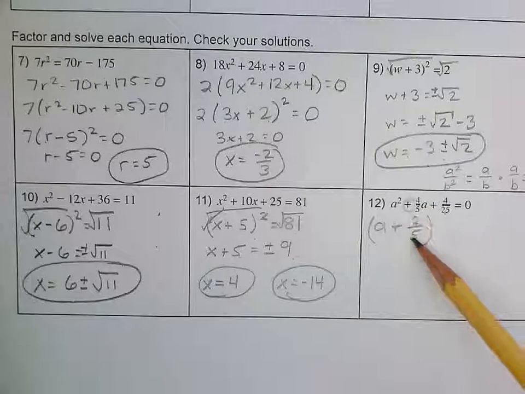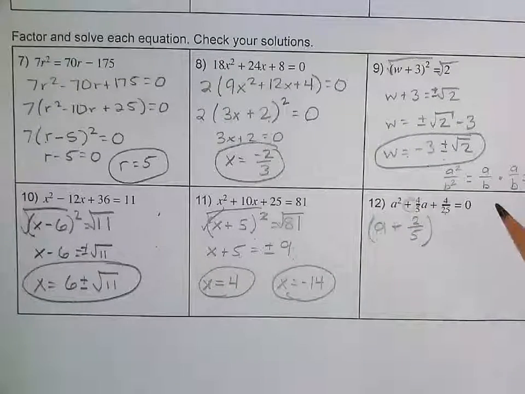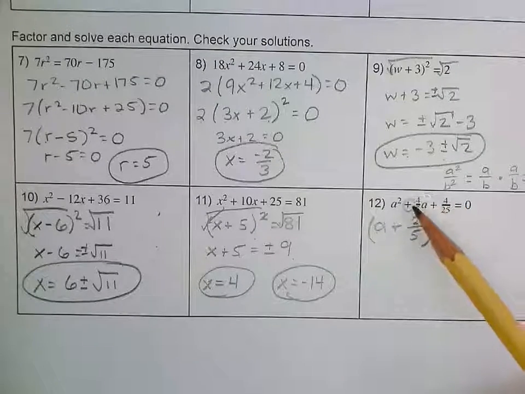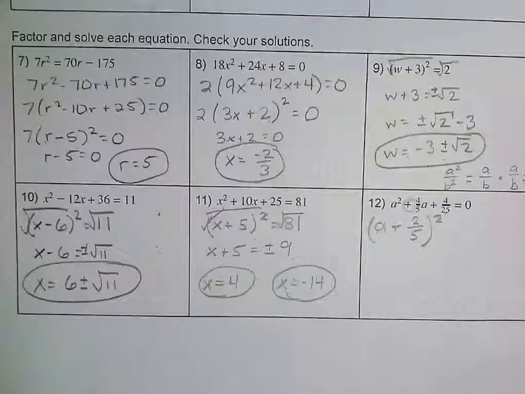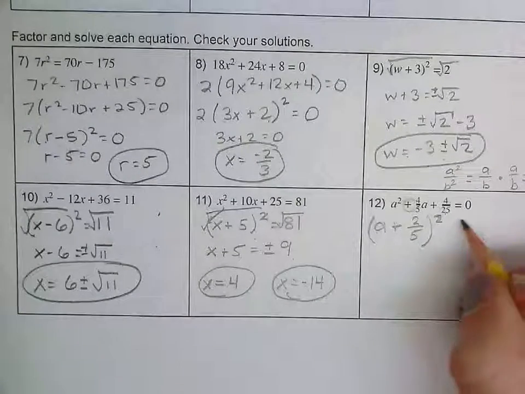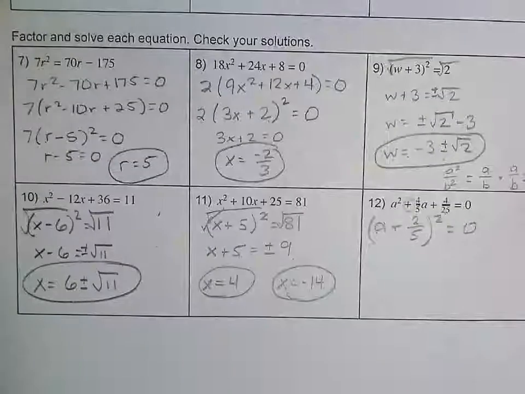If I take 2/5 times a, well, that's 2/5, and I multiply that by 2. 2/5 times 2, that's 4/5. And there was an a on there, so 4/5 a. Our pattern still works. Don't forget that we have it squared right now, and that needs to equal 0. From here, we're going to solve.